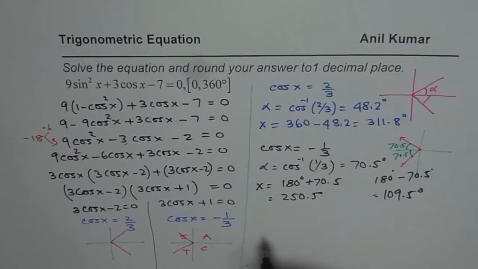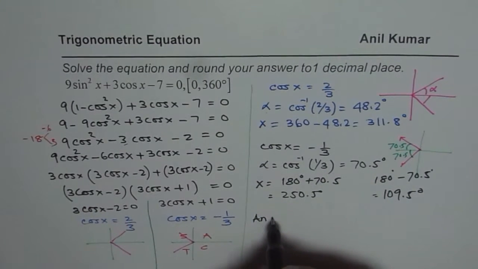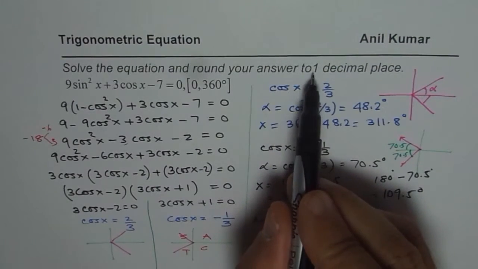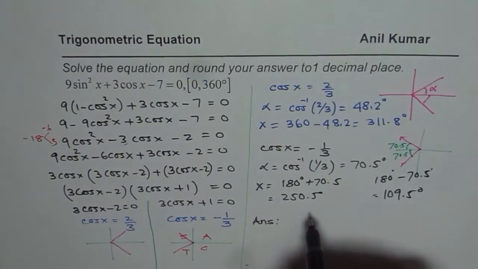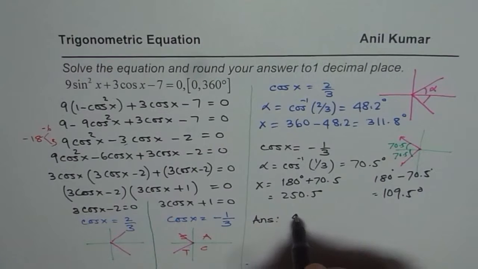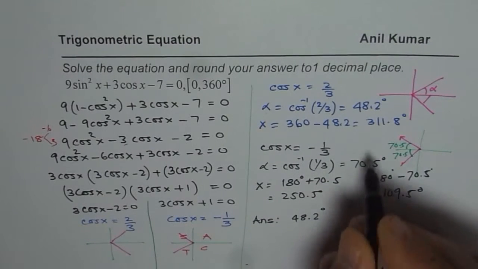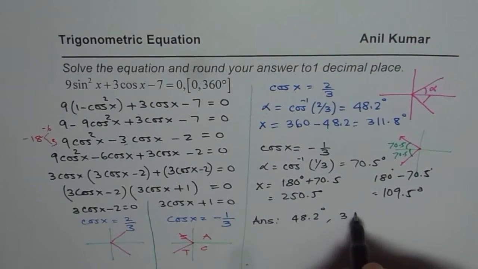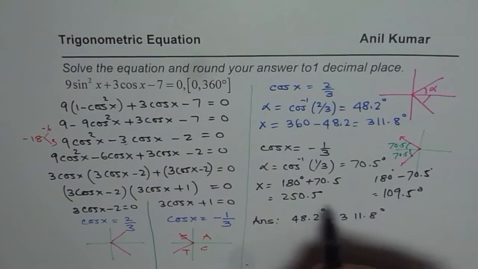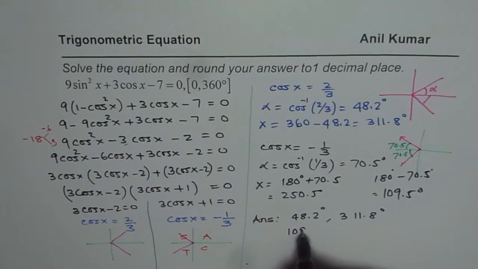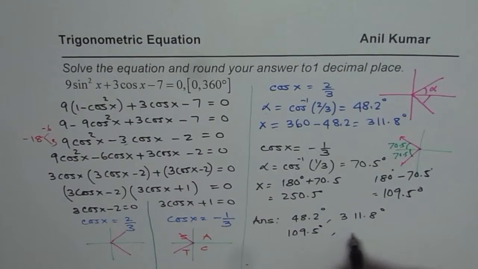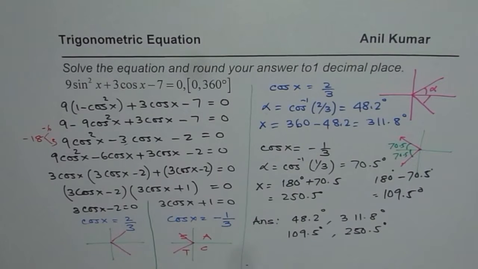Combining all of them, we get all the solutions, right? So the solutions for our equation rounded to one decimal place will be 48.2 degrees, 311.8 degrees, and then we have 109.5 degrees and 250.5 degrees. And these are the steps which you should follow to answer and explain your solution.